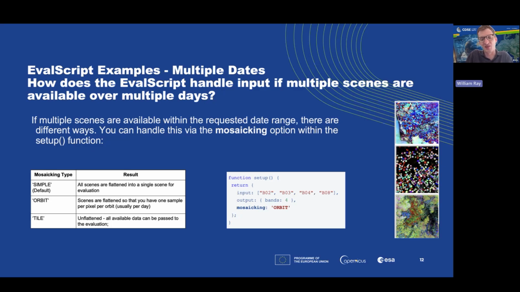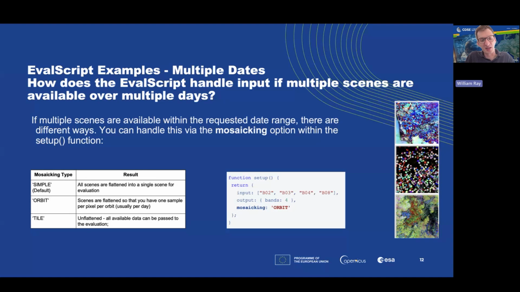So if you're using simple mosaicing, you're going to be using a single acquisition. This is also impacted by the sample order, which is within your API request. By default, you're always going to look for the most recent image, but you also have the option to look at the least recent or the least cloudy as well. But if you use simple mosaicing, you're always going to use the most recent image if you don't change anything explicitly. We then have orbit.